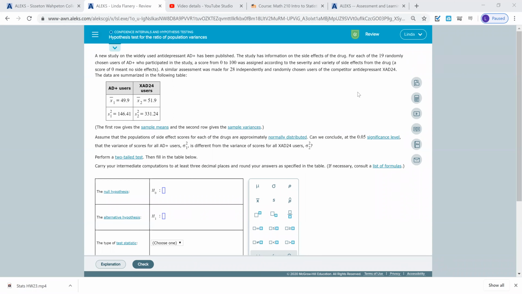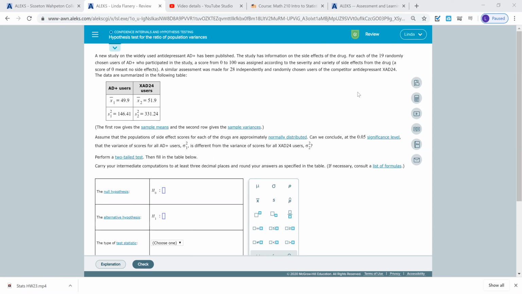All right, I am going to do the hypothesis test for the ratio of population variances. This time we are going to do one that's a two-tailed test. It says a new study on the widely used antidepressant AD+ has been published. A study has information on the side effects of the drug.